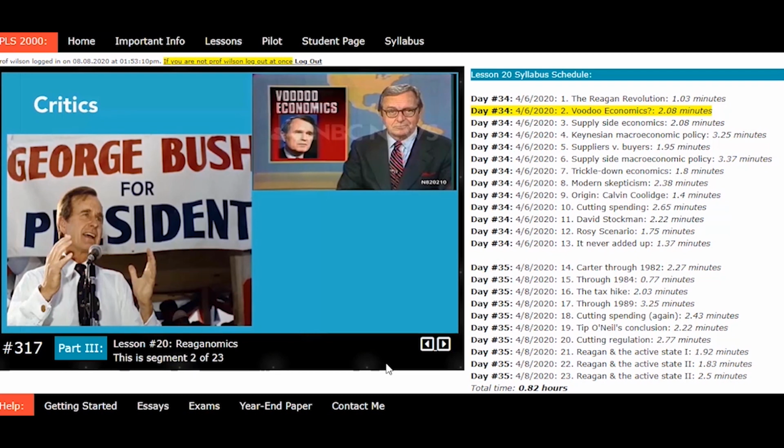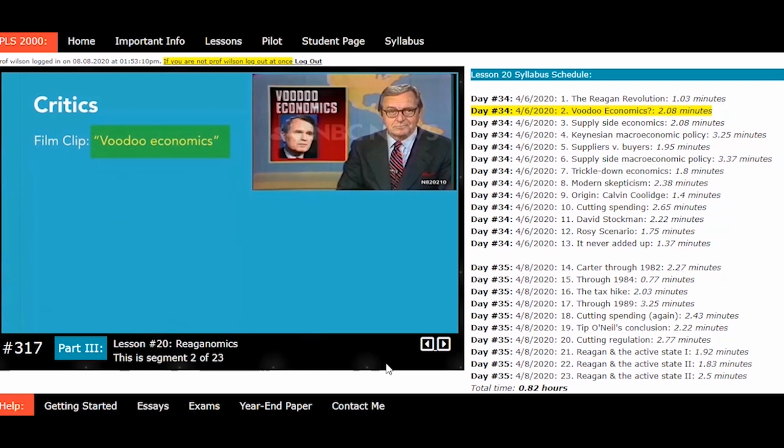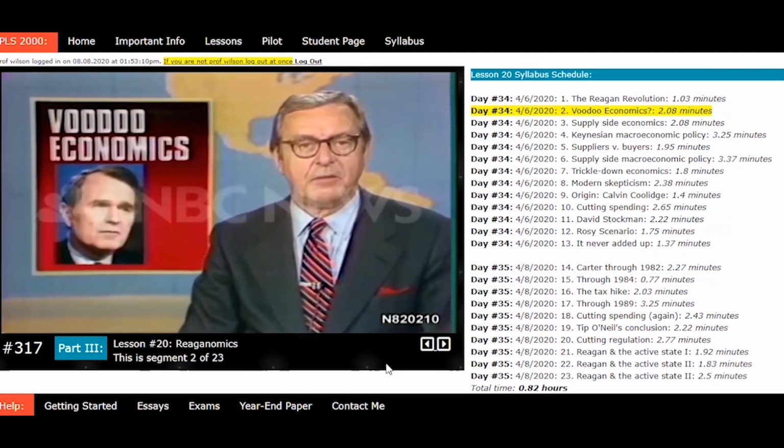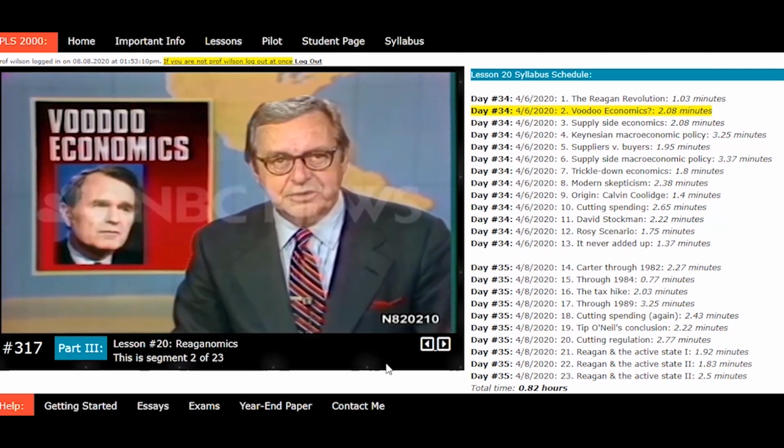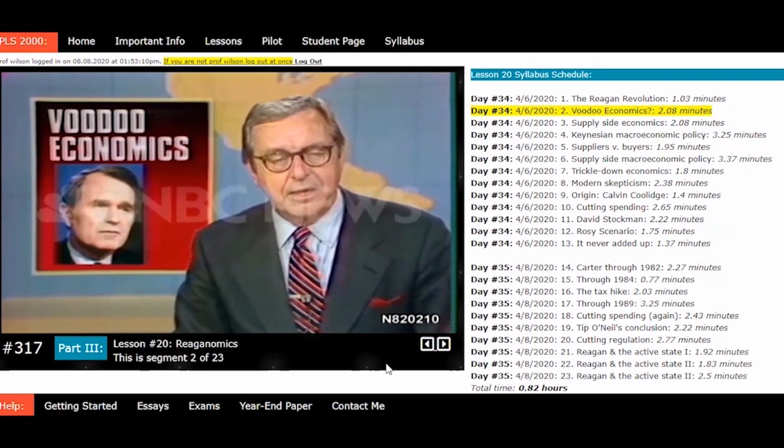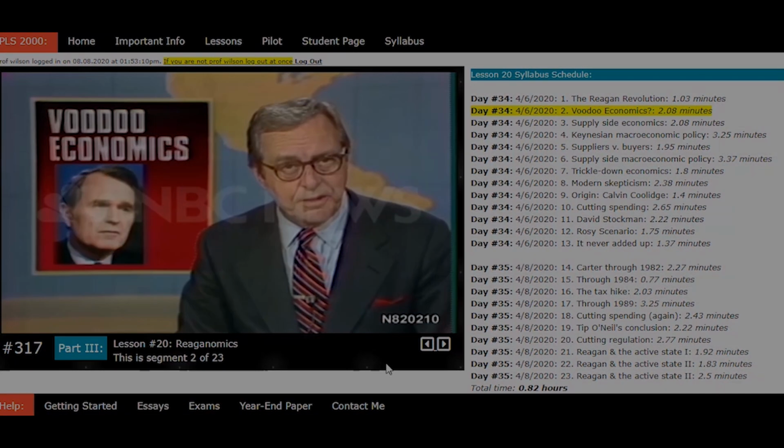But he made this interesting comment on the campaign trail. He called Reagan's plan voodoo economics, and he said that because he didn't think that the numbers would add up. Voodoo economics. That's how candidate George Bush described candidate Ronald Reagan's policy during the 1980 presidential primaries.